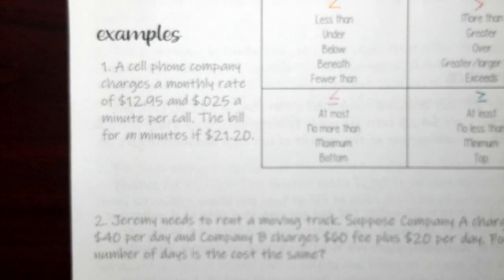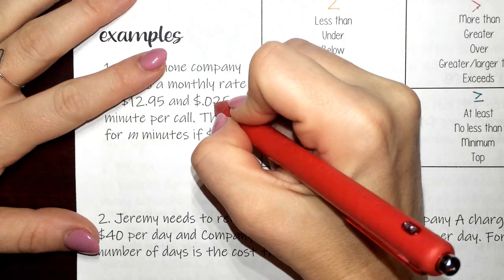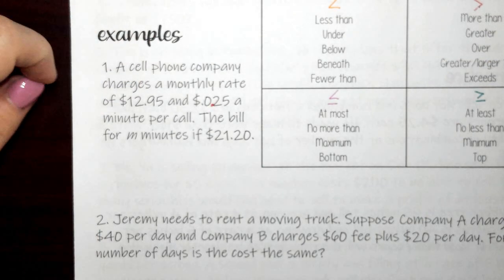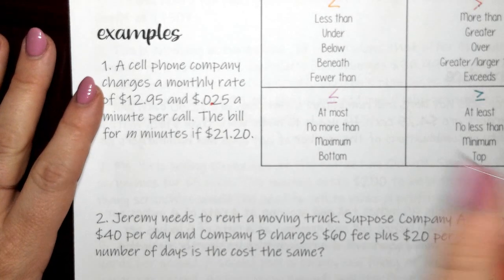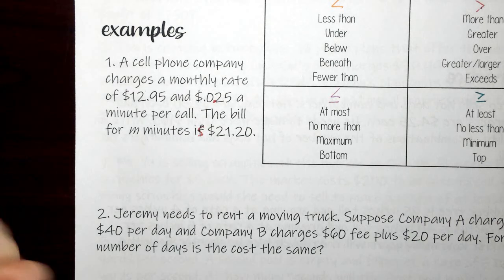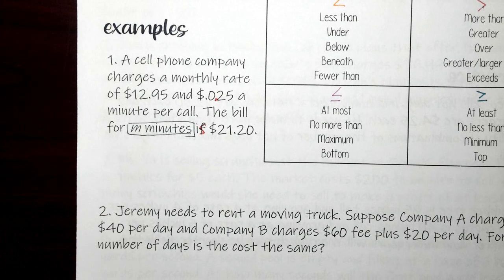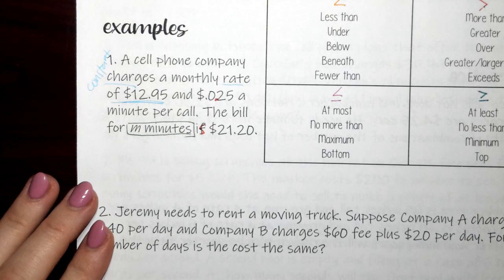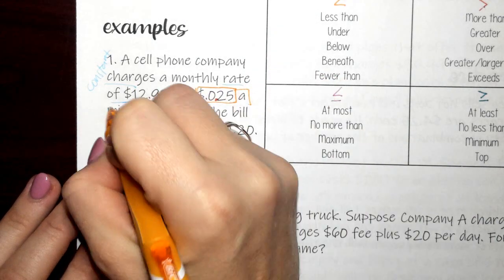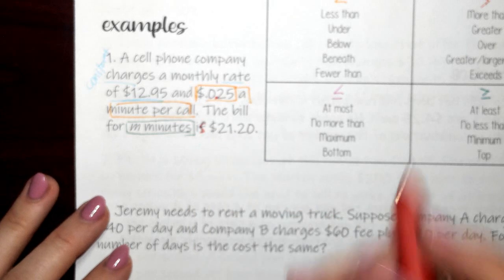So let's look at some kinds of problems that you're going to see. A cell phone company charges a monthly rate of $12.95 and $0.25 per minute per call. The bill for M minutes, sorry for the mistypes, is $21.20. So it already labels my variable as M, standing for however many minutes we talk on that phone. We've got a rate, so that's a constant, it's not going to change. And then we've got 25 cents per minute. So every minute we talk, we're getting charged 25 cents. And our bill is this $21.20.